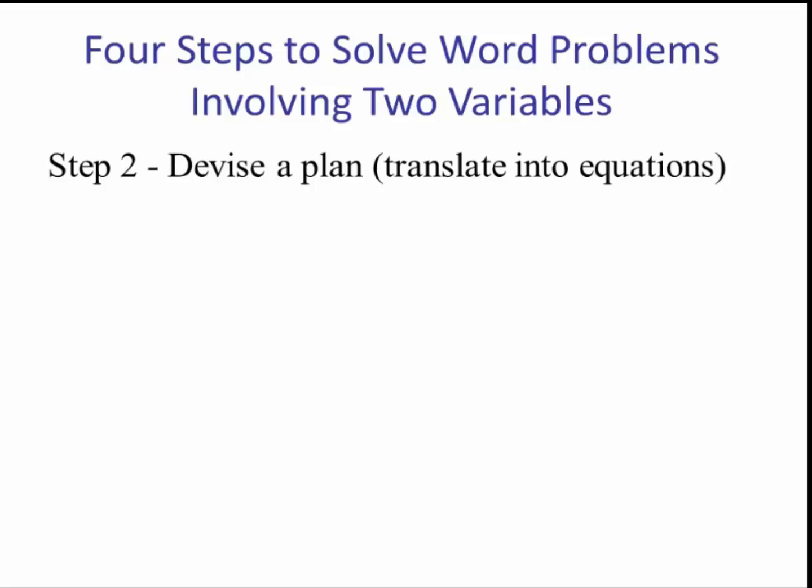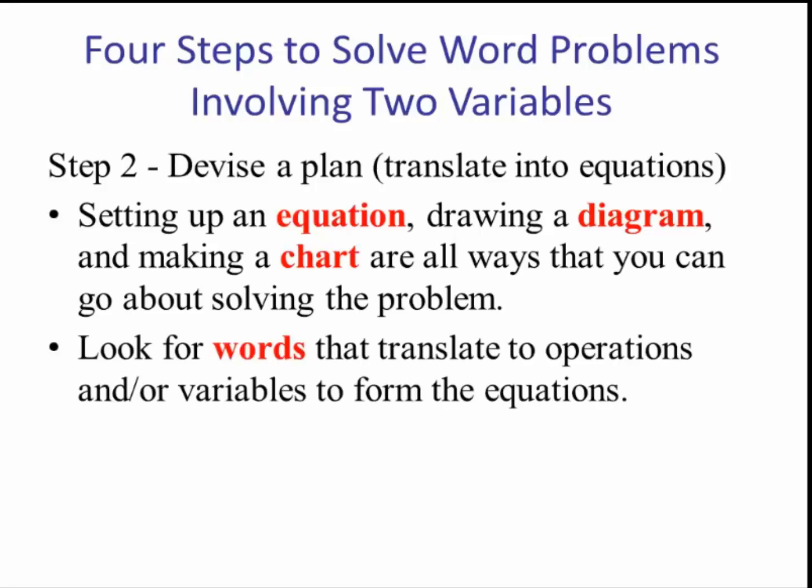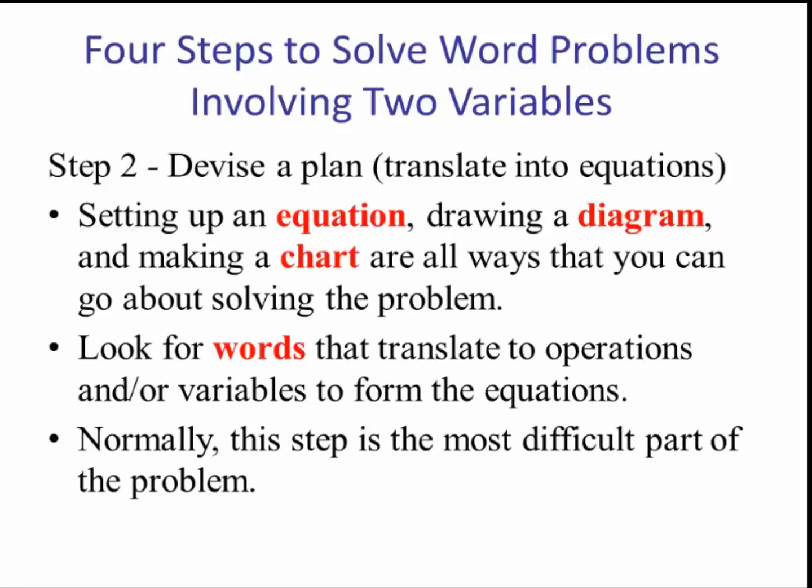Step number 2, devise a plan, and that means we're going to translate into equations. So we want to set up an equation, we may want to draw a diagram or make a chart, and that will help us go about solving the problem. Another thing, we want to look for words that will translate into mathematical operations and or variables to form the equations. And normally this is the hardest part of a word problem.